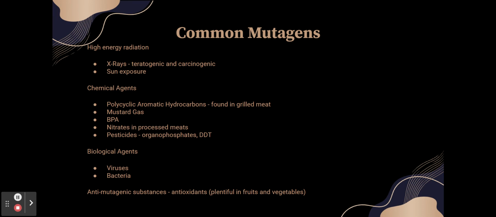Now, it's not all bad news. There are some things that protect you from mutagens. Antioxidants, which are plentiful in fruits and vegetables. We also make one of our own antioxidants called glutathione. Not really essential content for us, but if you're interested in preventing disease, it's worth a try. You can look at ways to promote glutathione development.